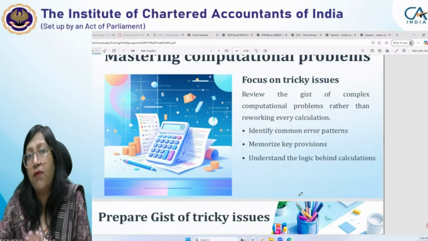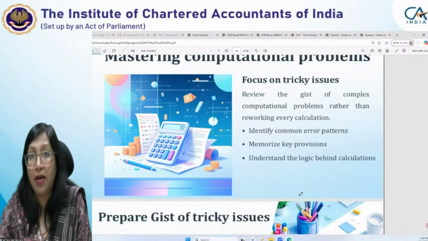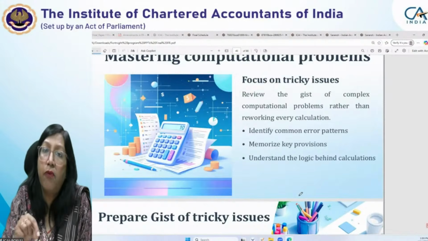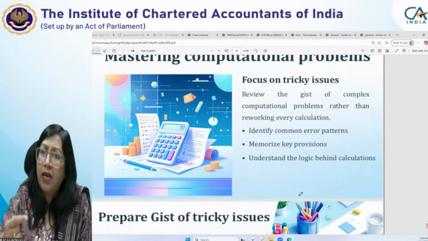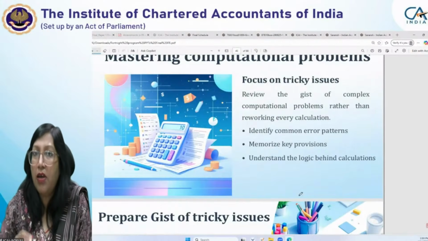Your knowledge, whatever knowledge you have gained, you have to apply and increase your marks. So don't waste time analyzing your issues, what went wrong, how much went wrong. Give it 10 minutes, 15 minutes, go through that, identify if you are able to identify, otherwise leave it.